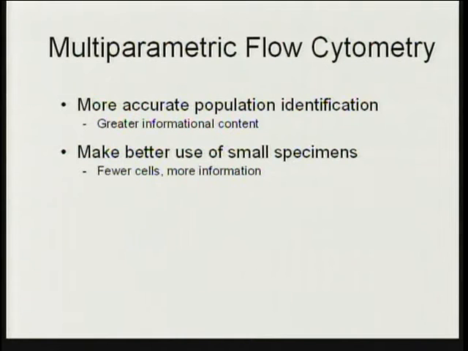In addition, it should allow us to make better use of small specimens. We're going to set up fewer tubes of reagents. There are going to be more reagents per tube. So specimens that are limiting in terms of the number of cells, for instance, fine needle aspirates, CSFs, or body fluids, where cells really are a limiting factor, we can get a lot more information out of these samples than we have historically.